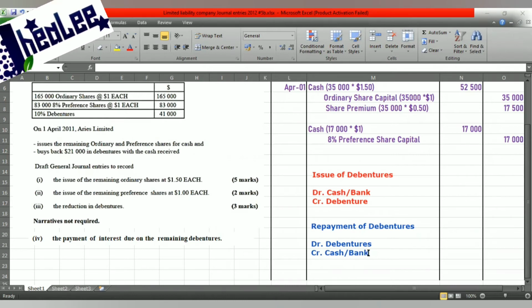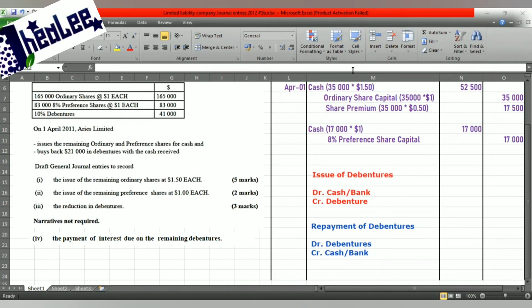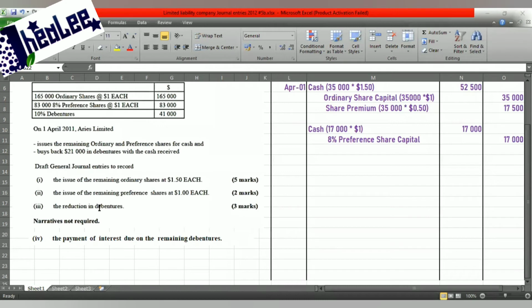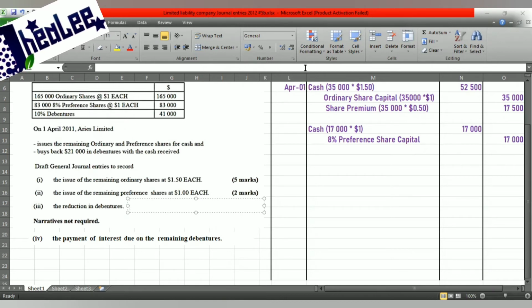Based on that, we're now going to use that information to do part 3 of the question. So we're looking at part 3 of the question. Here we go: the reduction in debentures. $41,000 cash was generated from the issue of debentures, and they have paid back 21,000. So it simply means that the business paid 21,000, and based on that, we're now going to make the entry.